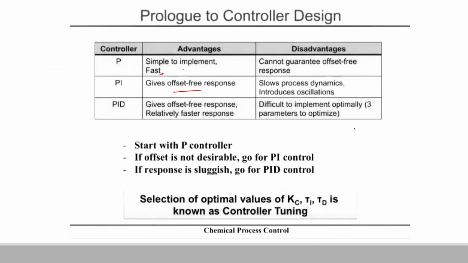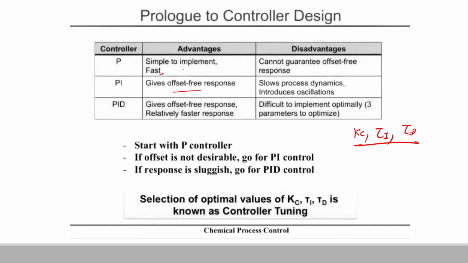That is, we need to find the optimum parameters, Kc, tau I and tau D. These three parameters will decide the performance of the PID controller, so we need to find them optimally. What we usually do is we start with a P controller. If the offset is not desirable, then we go for a PI controller. And if the response is sluggish, that is, the controller takes a large amount of time to respond, then we can go for the PID controller.